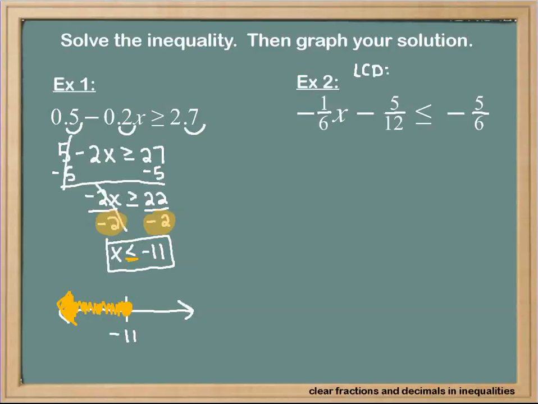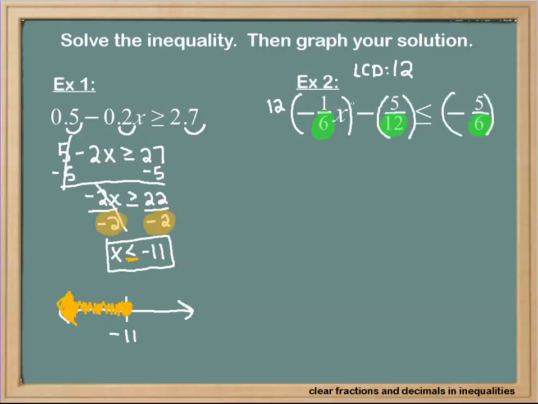So the first thing you want to do is look at your denominators here. We've got a 6, a 12, and a 6. The smallest number that 6, 12, and 6 all go into is 12. Remember, we're not looking for a GCF, we're looking for an LCD or an LCM. So the least common denominator or least common multiple, whatever you want to call it, is 12. I'm going to multiply all of the terms by that LCD of 12.